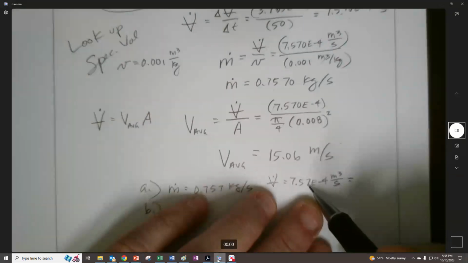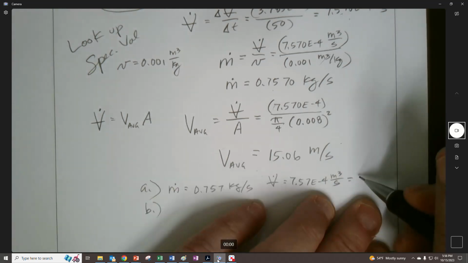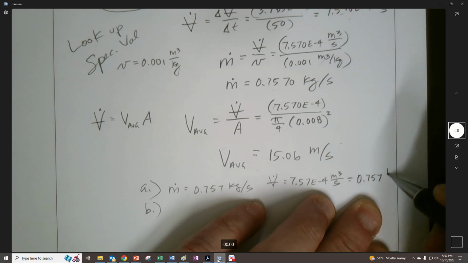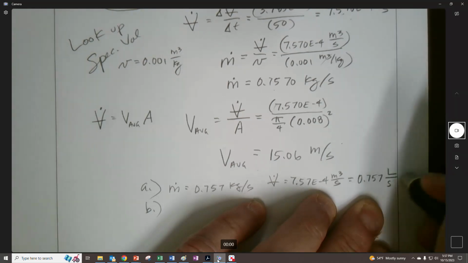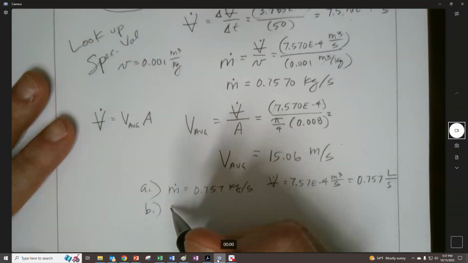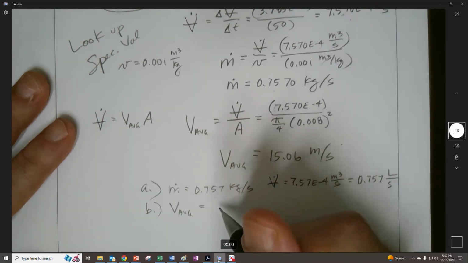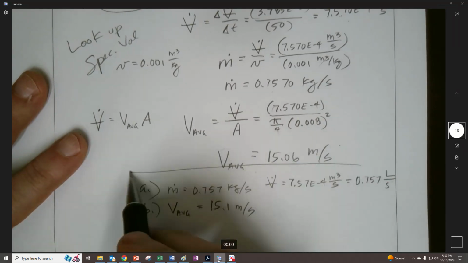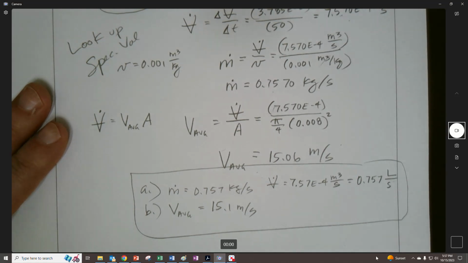But actually, you can figure out that a liter is 0.001 cubic meters. What you end up getting is 0.757 liters per second. And then lastly, the average velocity is going to be equal to 15.1 meters per second. And that's pretty fast. Good enough. Sure.